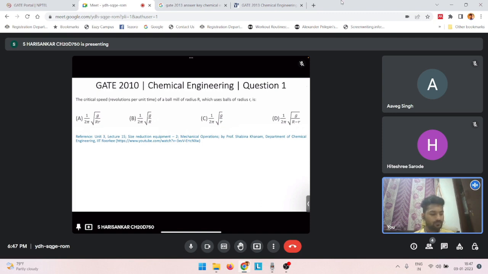So this is a question from size reduction equipments, and the reference NPTEL lecture can be found in Unit 3, Lecture 15, Size Reduction Equipment 2, Mechanical Operations by Professor Shabina Khanam, Department of Chemical Engineering, IIT Roorkee.